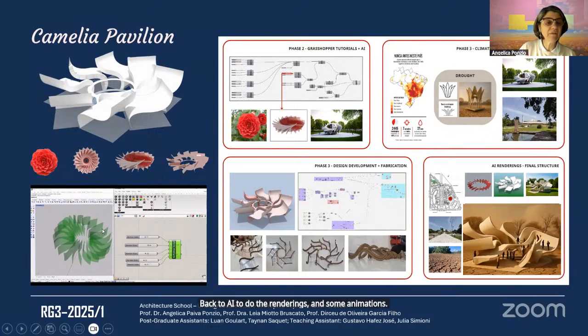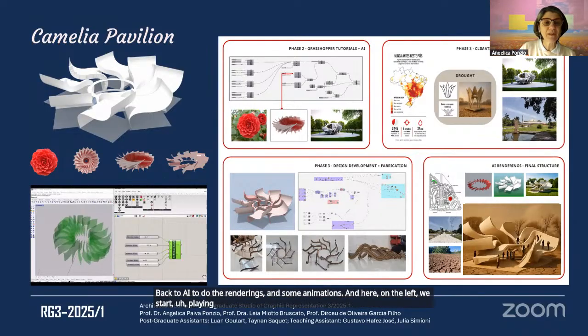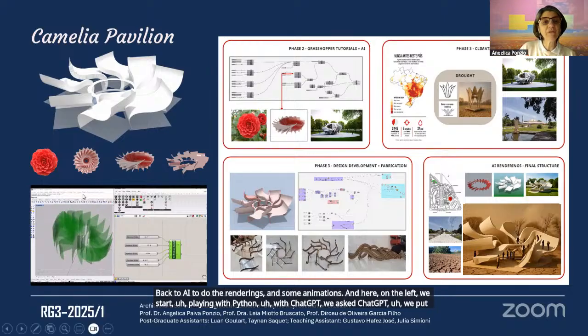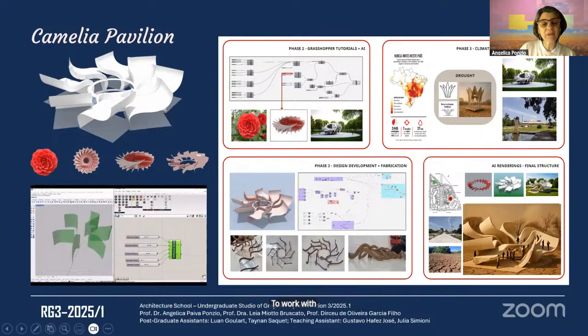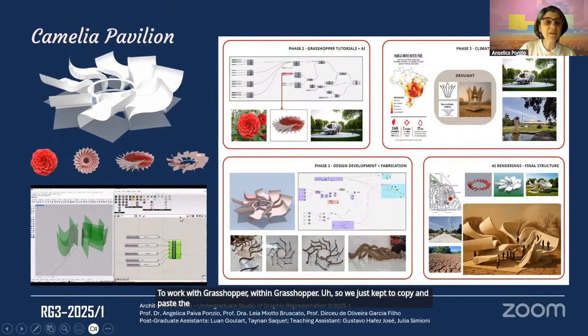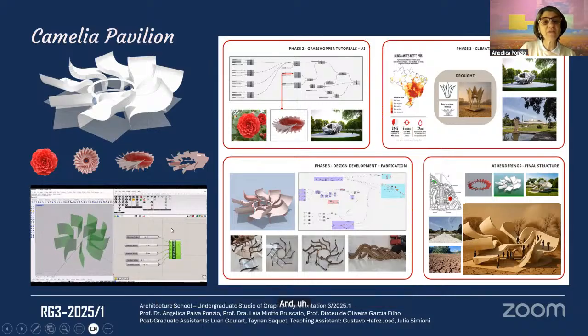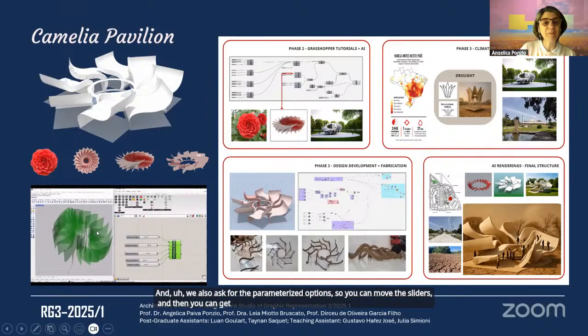And here on the left, we start playing with Python with ChatGPT. We put the image of the output on Rhino, like this image, and asked it to make a code to work within Grasshopper. So we just kept copying and pasting the code inside the Python component in Grasshopper. And we also asked for parameterized options, so you can move the sliders and then you can get a parametric variation out of it. But this was just an experiment.